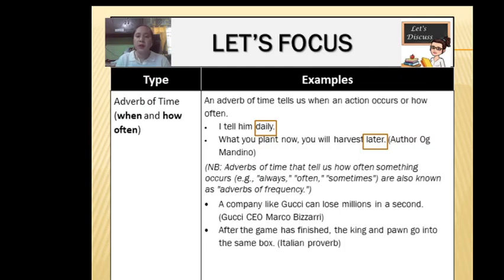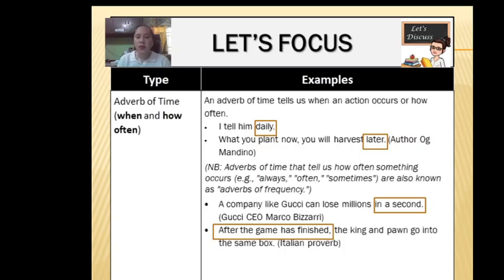A company like Gucci can lose billions in a second. What do you think is our adverb of time here? If you say in a second, then you are right. After the game has finished, the king and pawn go into the same box. So if you say after the game has finished is our adverbial phrase in the sentence, then you are right.